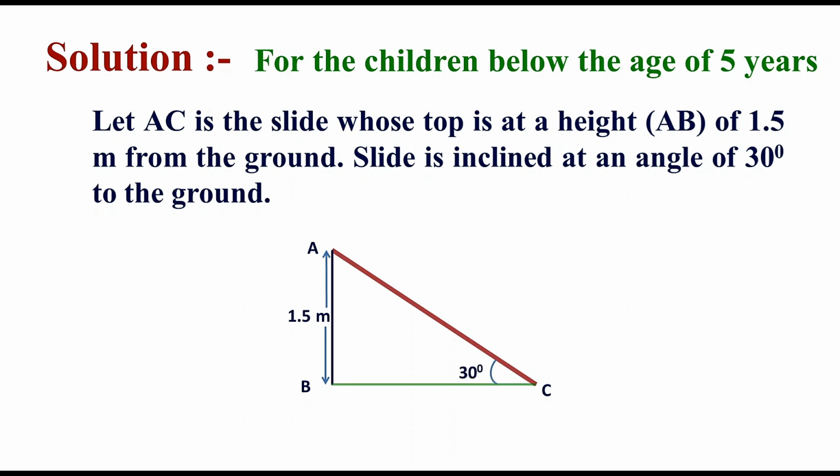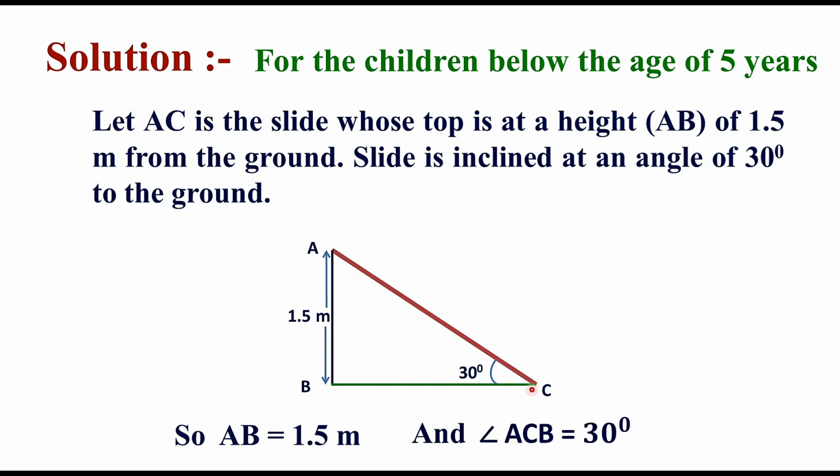The slide is inclined at an angle of 30 degree to the ground. Here we can see that ACB is 30 degree. So angle of elevation from the point C to the top of the slide is 30 degree. So as we given that AB is equal to 1.5 meter and angle ACB is equal to 30 degree.